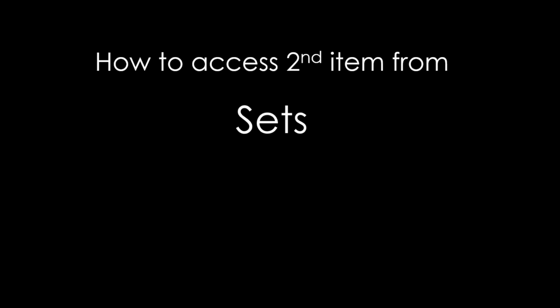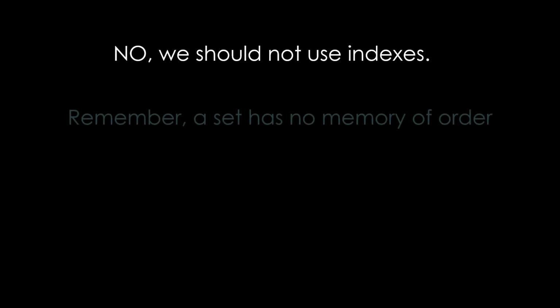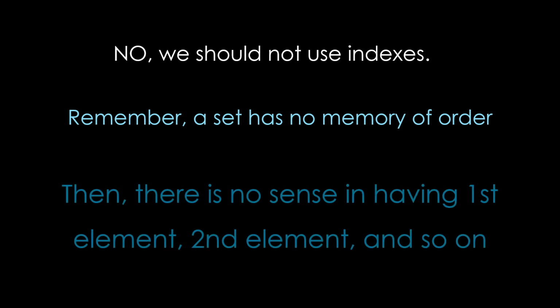Now can you tell me how do we print the second element of the set? Should we use the same syntax used for a list? Any thoughts? Well, the answer is no. Remember, we said a set should be used when there is no need for order among the items. So if there is no order, there is no sense in identifying first element, second element and so on, right? This is why a set does not allow such an access by index operation.